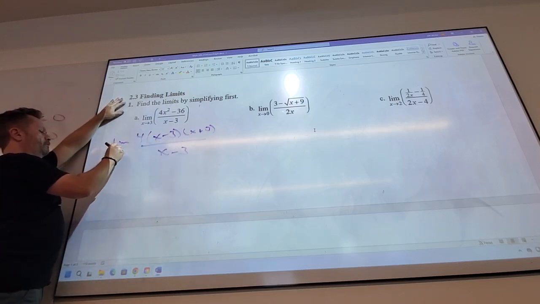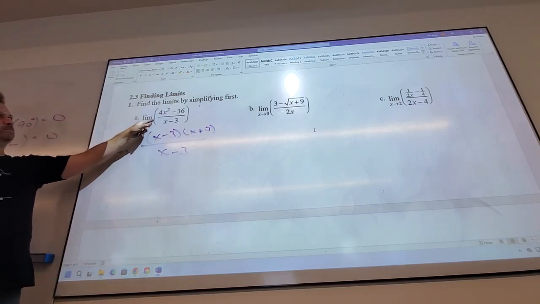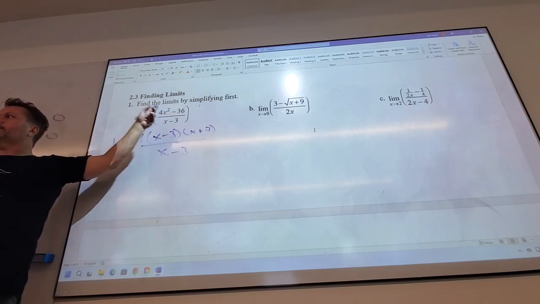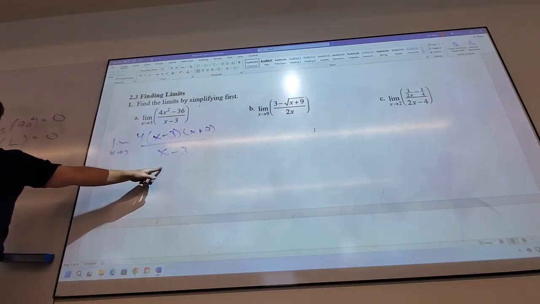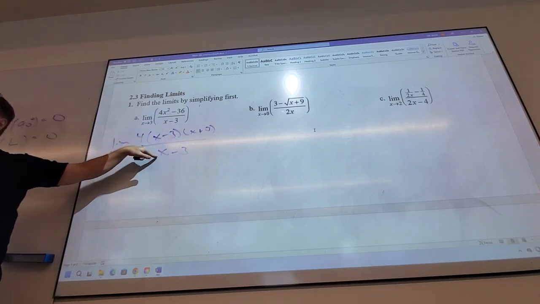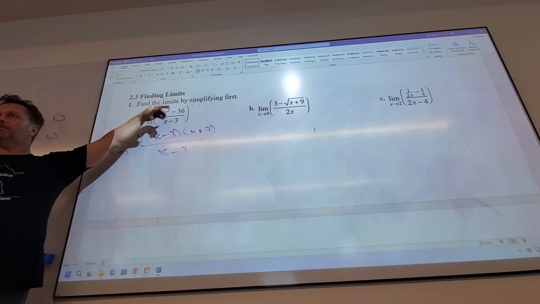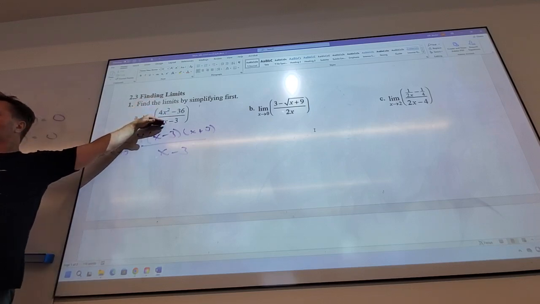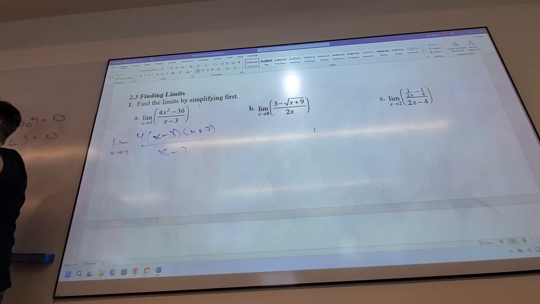Real quick, let me point out, I should always point this out. Can I just plug a 3 in? No. That is why I'm doing this. If I would have made this 2, I wouldn't have to do this. If this was 2, this would be 0 over 1, correct? And what is 0 over 1? 0. I would be done.